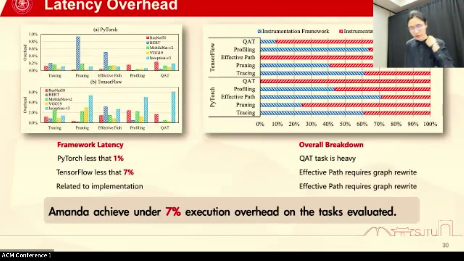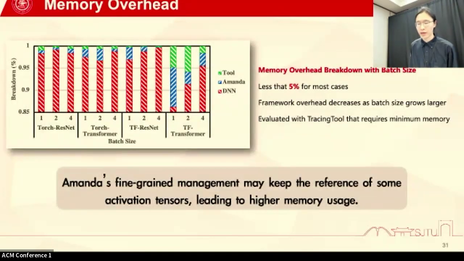And for the latency overhead, I will just briefly say it can be kept under 7% for both TensorFlow and PyTorch. However, TensorFlow is a little bit slower because the graph mode is harder to rewrite. And for memory overhead, it is generally less than 5%, because we are dealing with the memory management of the native machine learning library. So some of the tensors are kept for a longer time, and there is some memory overhead caused by Amanda.